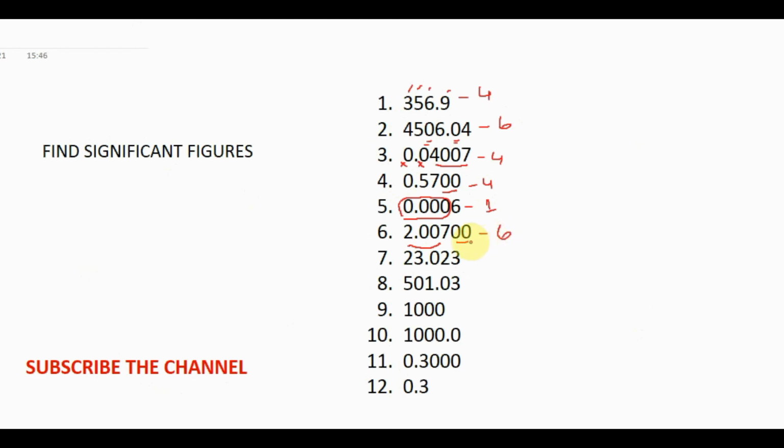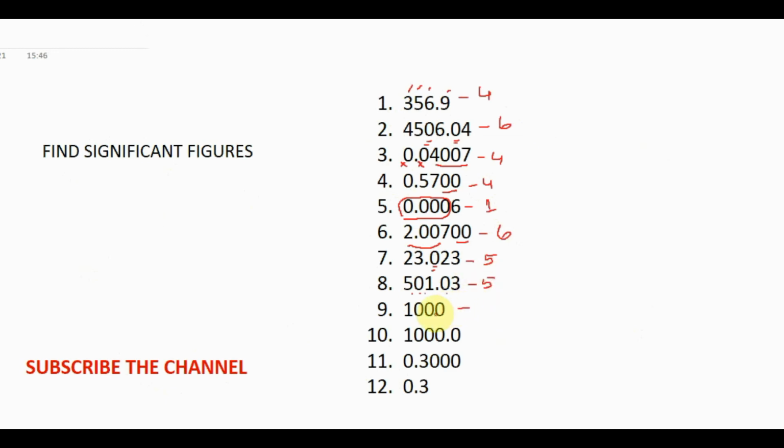Then 23.023. The zero is trapped after the decimal. Then it is calculated as a significant figure, that is equal to 5 significant figures. Then 501.03: 1, 2, 3, 4, 5. This is also 5.